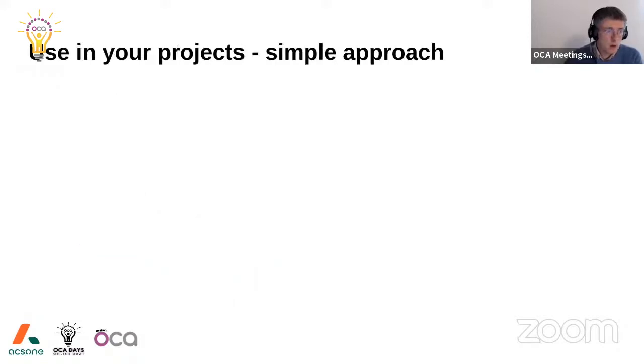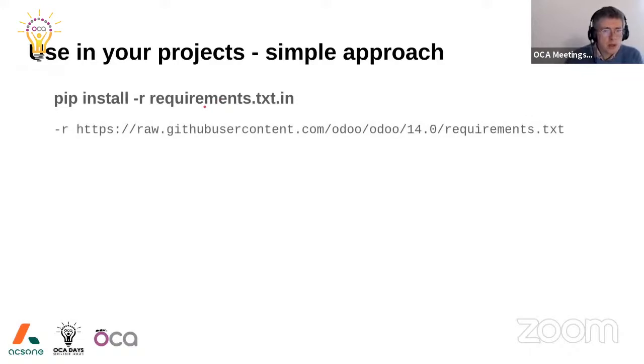And now, how to use that in your project? Well, the simplest approach is creating a simple requirements file and installing like this. A convention is to use requirements.txt.in to distinguish it from requirements.txt, where you typically put the frozen version numbers. So you list the dependencies in that requirements.txt.in. You put the URL of the Odoo requirements. So that's basically an include from an internet reference, so we can go fetch it on GitHub.